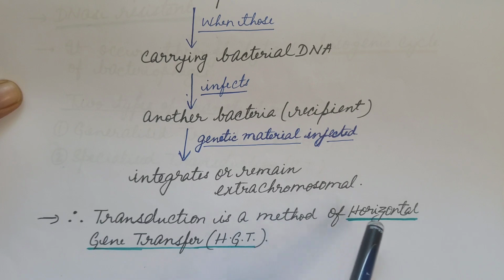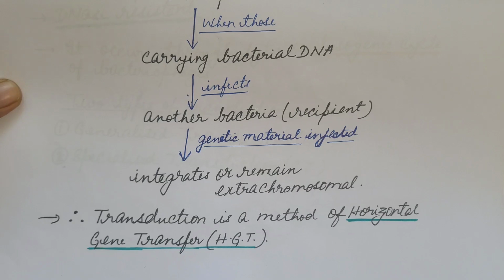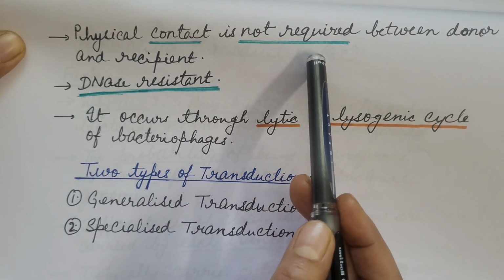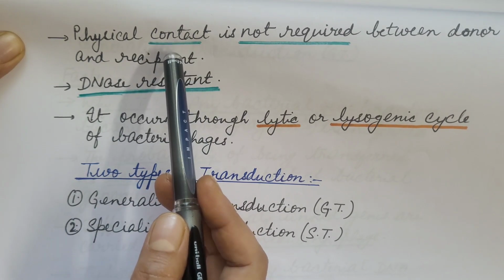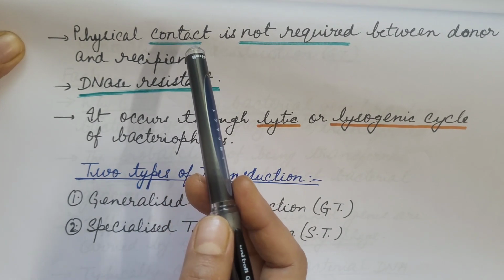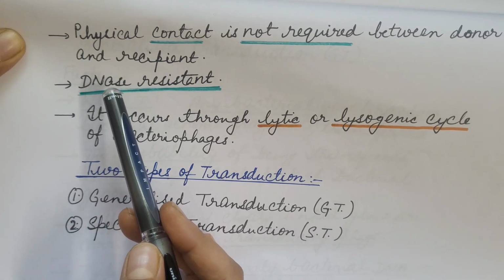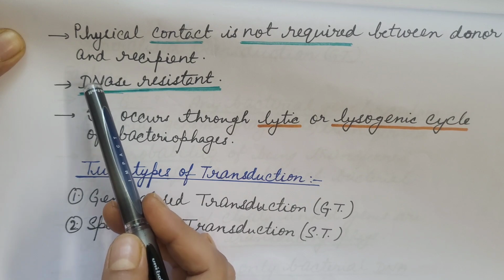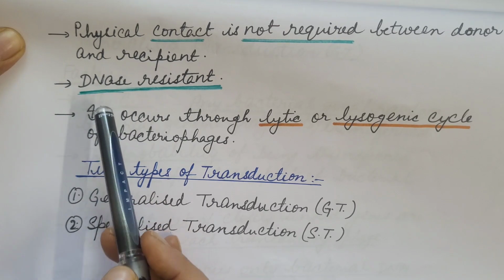This genetic material either integrates or remains extrachromosomal in the recipient bacterial cell. So transduction is a method of horizontal gene transfer because here genetic material is transferred from donor bacteria to the recipient bacteria, not from parent to offspring. Also, in this process, physical contact is not required between donor and recipient. They do not come in physical contact with each other, but genetic material is transferred from donor to recipient with the help of the bacteriophage virus. And since the DNA fragment is present inside the viral coat, these are DNase resistant. DNases are enzymes which degrade DNA.